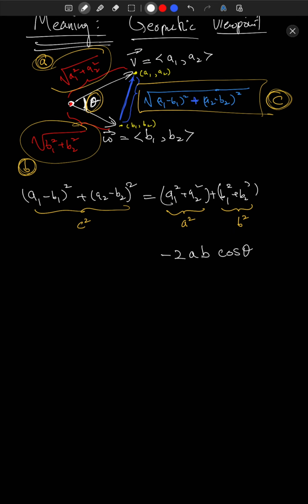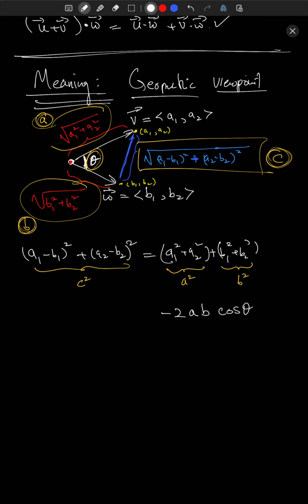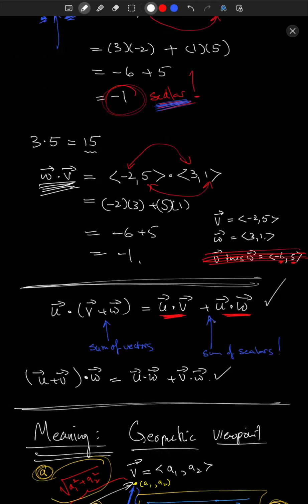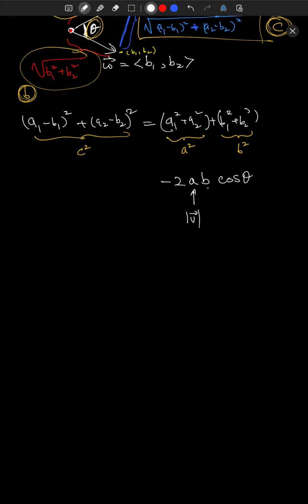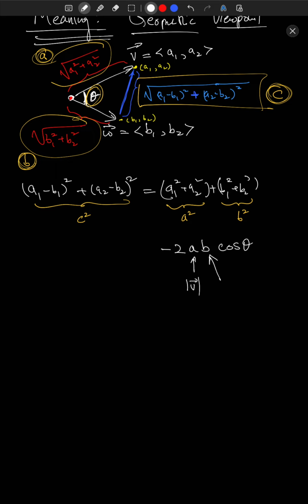I'm writing A and B here because I actually don't need to write out a1, a2, b1, b2, since I'm going to interpret A and B as the lengths of v and w. If we go back up here, the square root of a1 squared plus a2 squared was the length of v. So this A right here is the length of v, and this B over here, in the same way, is the length of w. Okay, so I'm going to keep it like this.